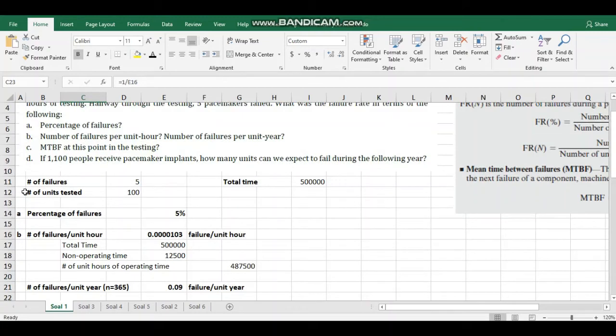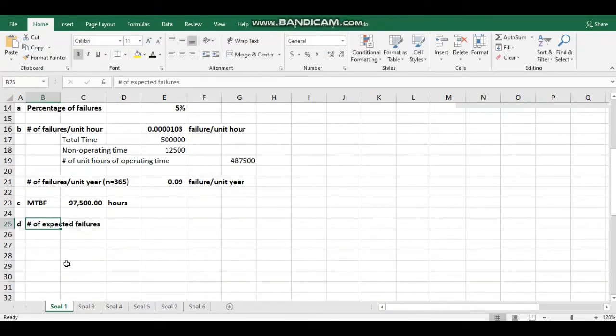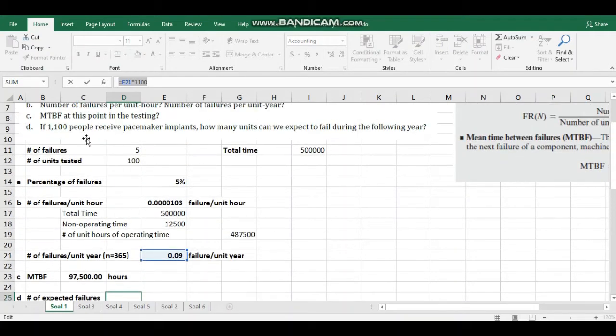And then the last point is point D. If there are 1,100 people who receive pacemaker implants, how many units can we expect to fail during the following year? Okay, so we're being asked about the number of expected failures, and we could find this number by multiplying the number of failures per unit year, which is this number, 0.09, with the number of people that receive pacemaker implants, which is 1,100 people.